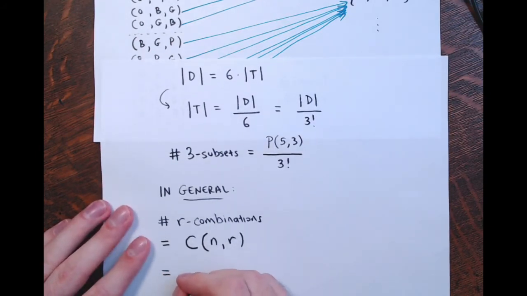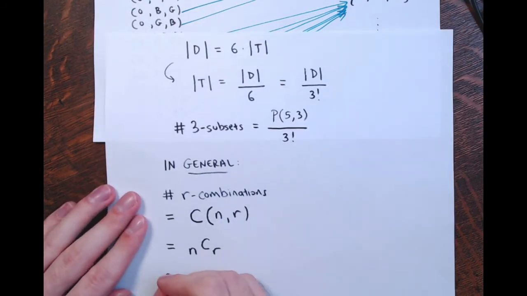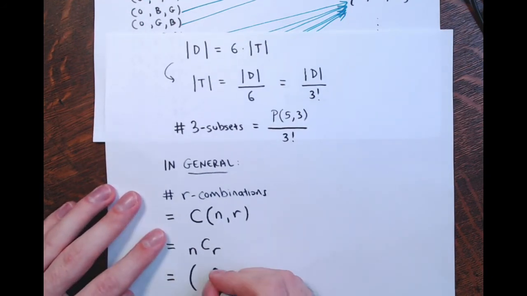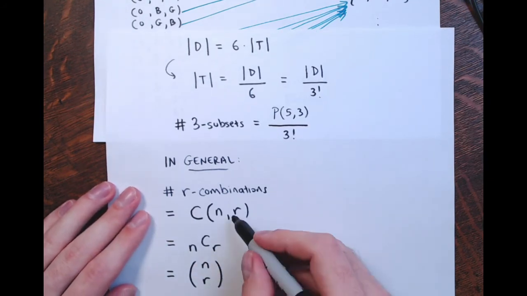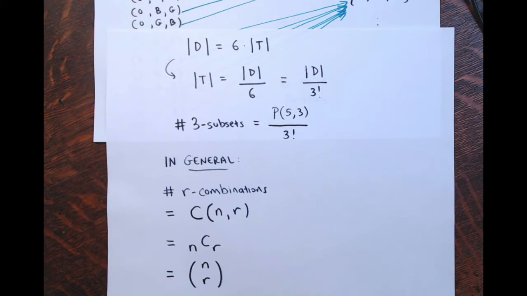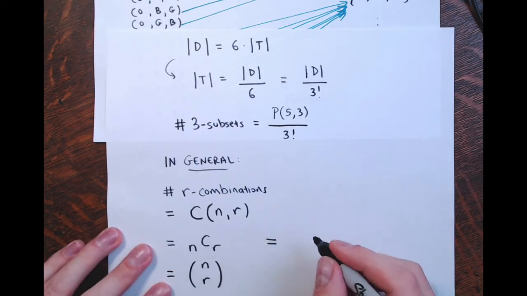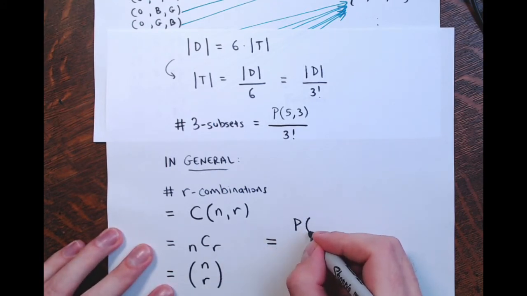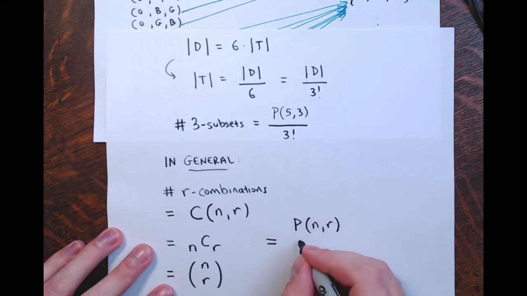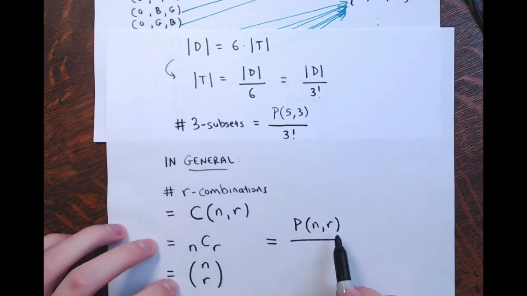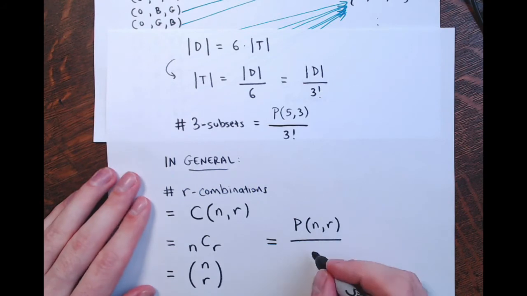Or you might see this with the nCr symbol on your calculator. Or you might see this, just a big set of parentheses with n on top, r on bottom. All these mean the same thing. These are all representing the number of r combinations taken from n objects. And this is going to be equal to the number of permutations divided by r factorial.